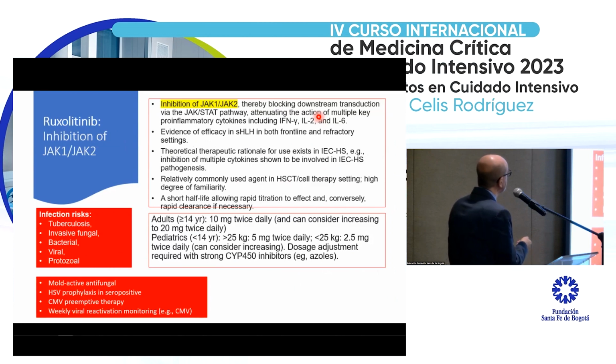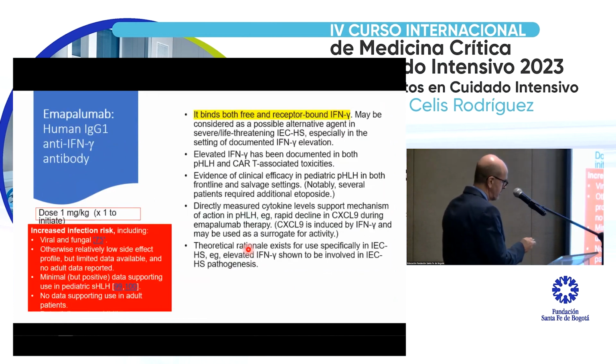In the case of ruxolitinib, inhibiting JAK1 and 2, you can see also infection risk for tuberculosis, fungal infections, bacterial, viral, protozoal. So you have to consider all those. We usually have the infectious diseases team following patients with us. And this is emapalumab. It's a human immunoglobulin with anti-interferon gamma actions. And it's being considered to add, although it has been used in kids without very good response.